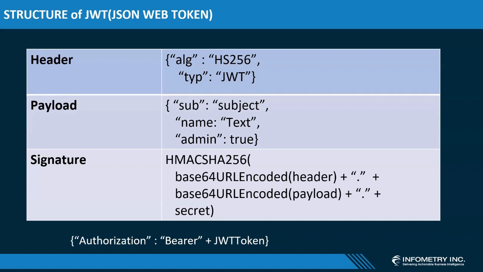Public claims, these can be defined at will by those using JWTs. Private claims, these are the custom claims created to share between parties that agree on using them. In authentication, when the user successfully logs in using their credentials, a JSON Web Token will be returned. The user should send the JWT in the authorization header using the Bearer schema.